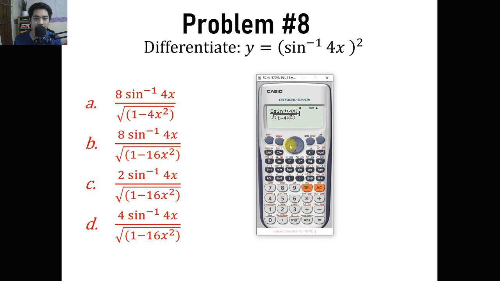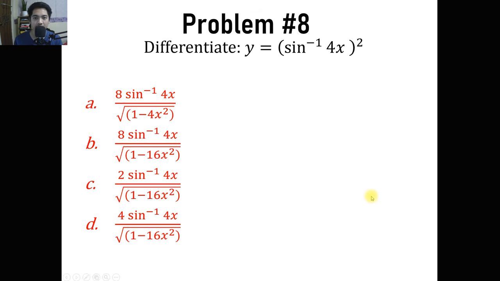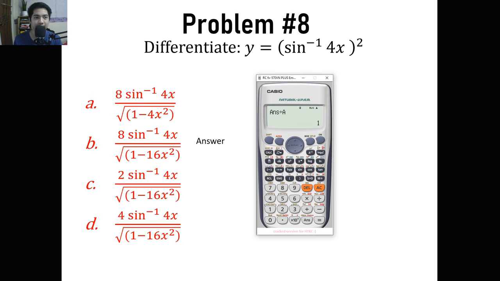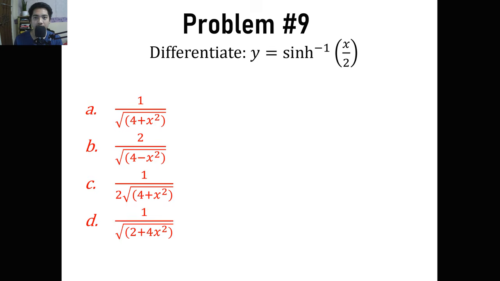Let's move on now to letter B. The only difference is that letter B has 16x squared instead of 4x squared. So replace this with 16x squared and then calculate 0.1 still. And then compare this answer, divided by the alpha A. That is equal to 1. So the answer here is letter B. Let's move on now.